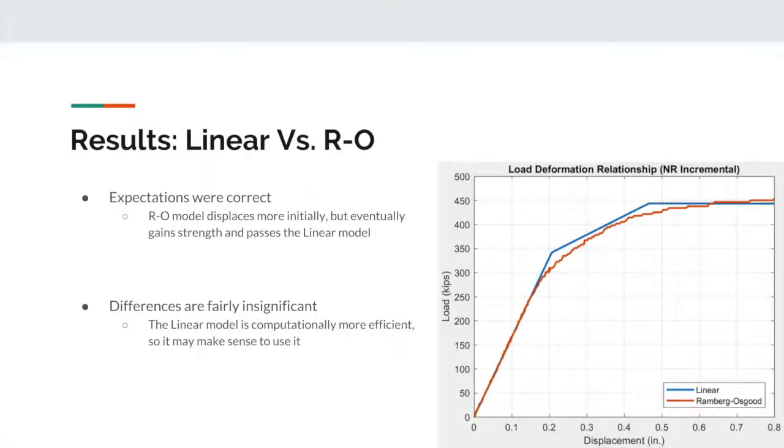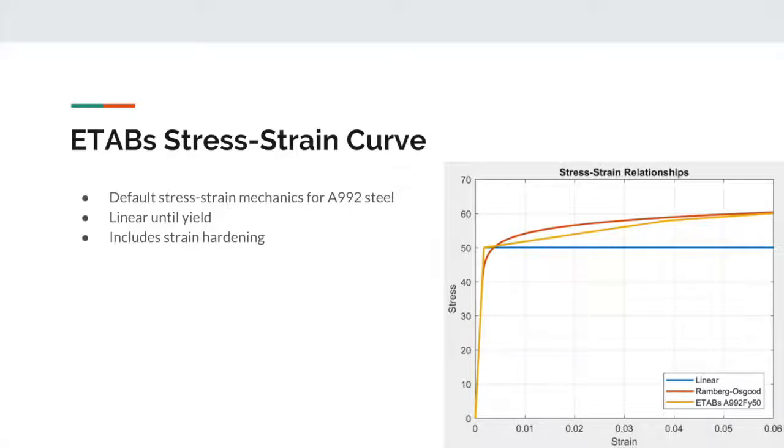So when looking at the results of our pushover analysis for linear versus Ramberg-Osgood model, we can see a couple things. As we expected, the RO model displaces more initially, but eventually gains strength and passes the linear model. But we also see that these differences are fairly insignificant, and it should be noted that the linear model is computationally much more efficient. So in practice, if you're doing a large model, it might make more sense to go with the linear model.